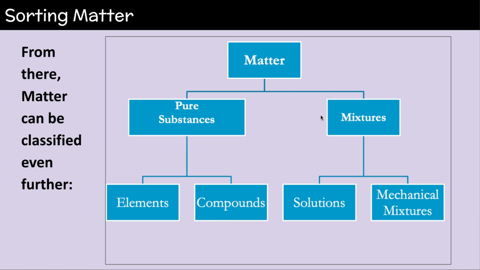So as we look at this chart, we notice that matter, which makes up everything in the world, can be organized into two categories, as we already mentioned, pure substances and then mixtures. Pure substances can be further classified into two groups called elements and compounds. And then mixtures can also be grouped into two different subcategories of solutions and mechanical mixtures. So what we're going to do now is go through the definitions of each of these. And then on this chart in your note, you're going to add in definitions beneath each of these titles.